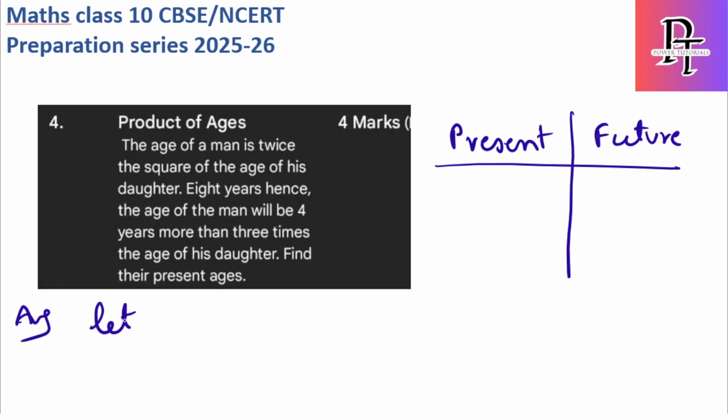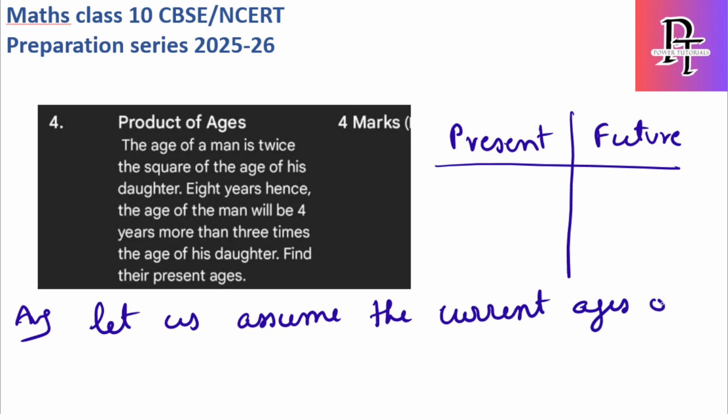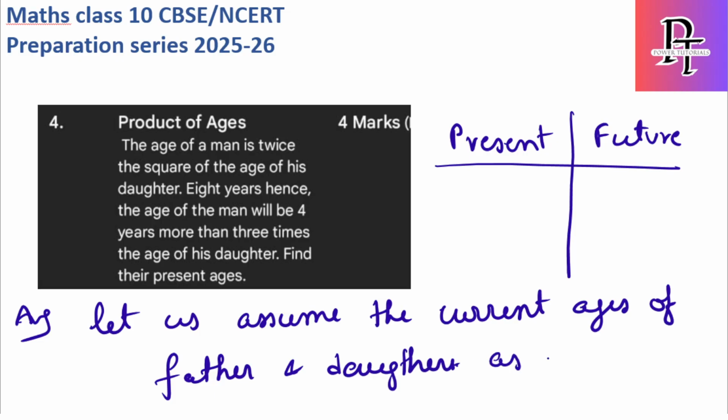So let us assume the current ages of father and daughter as x and y. Okay, so present we already have, which are x and y. What about future? Hence, I told you, hence is nothing but future. The age of man will be, okay, so first how many years? 8 years hence. So the future ages are x plus 8, y plus 8.